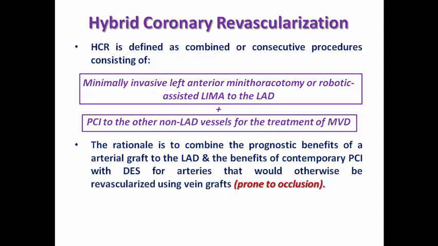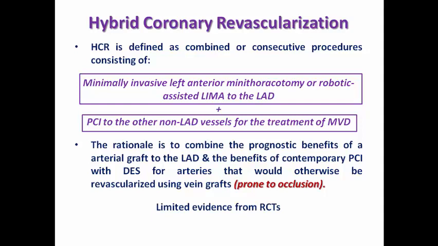The rationale here is to get the prognostic benefits of an arterial graft to an LAD with a minimal occlusion rate and the benefits of contemporary PCI with drug-eluting stents for the other vessels like LCX or RCA that would be otherwise revascularized using venous grafts that are prone to occlusion. So you get the benefit of the LIMA to the LAD and you get the benefit of PCI to the other vessels, avoiding the median sternotomy and decreasing the surgical mortality and morbidity.